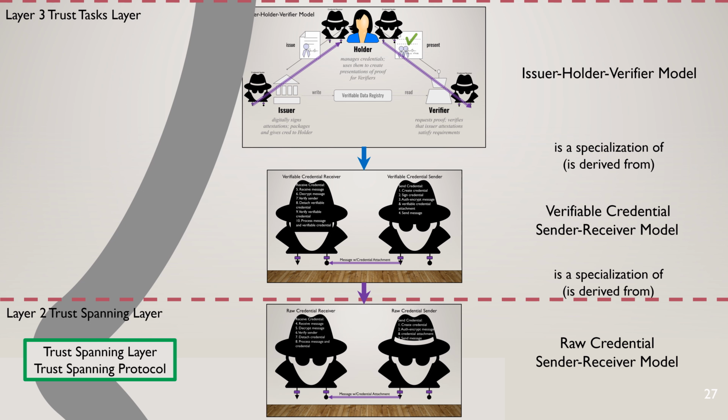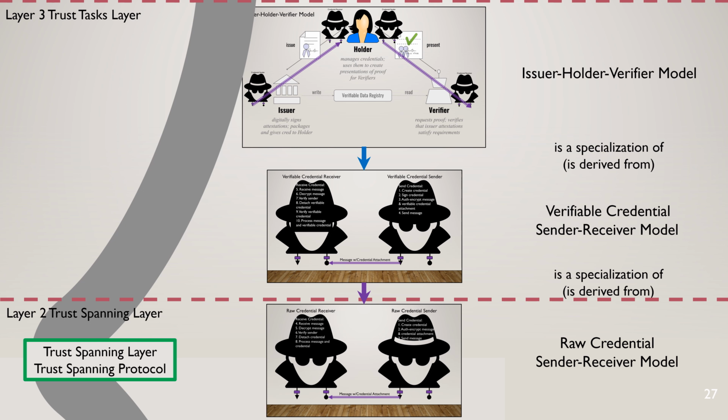On the right-hand side of the issuer holder verifier model at the top, the holder is acting as a credential sender, and the verifier is acting as a specialization or derivation of the credential receiver. Another instance of the verifiable credential sender receiver model is in the center. If we use that blue arrow to mean "is a specialization of" or "is derived from", this is a formal concept, specialization, taken from the ArchiMate Enterprise Architecture framework.